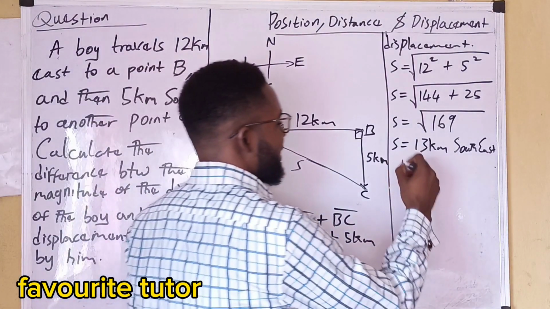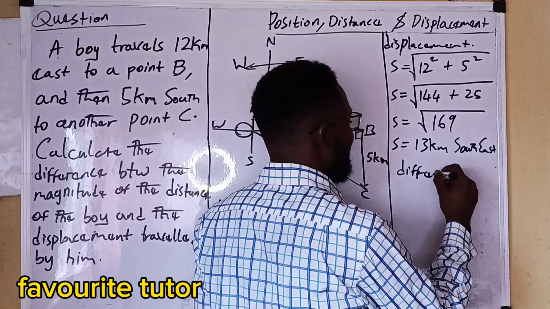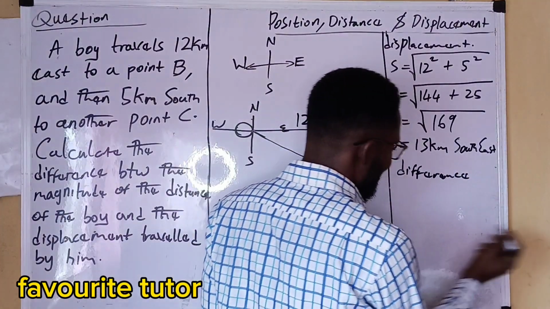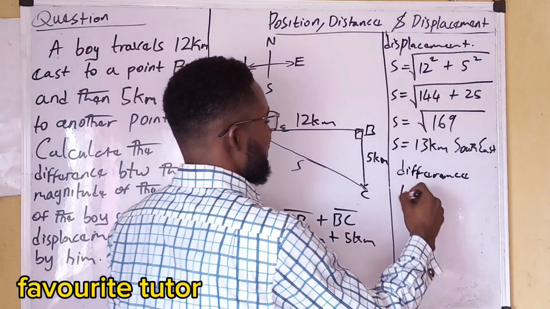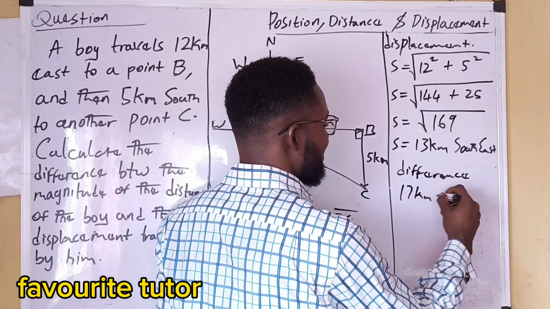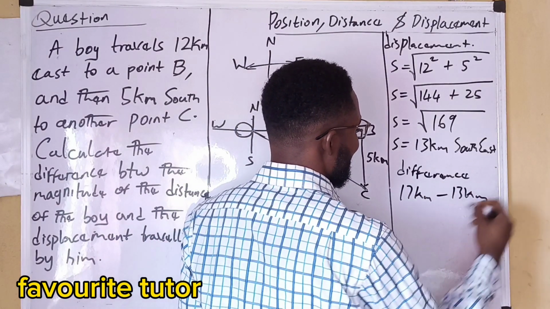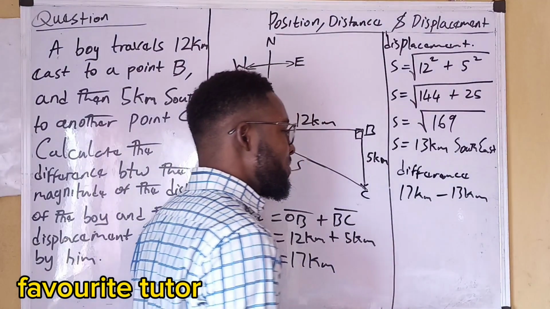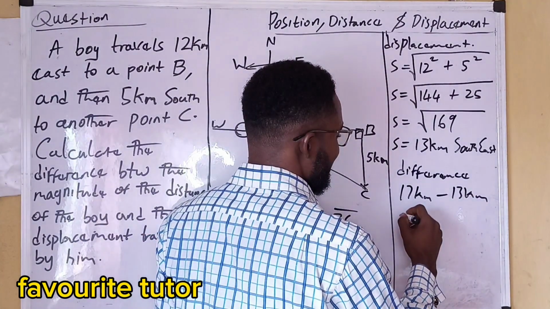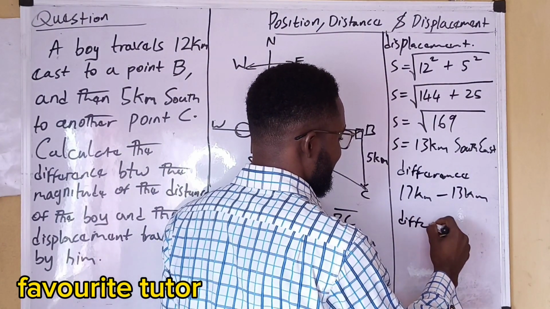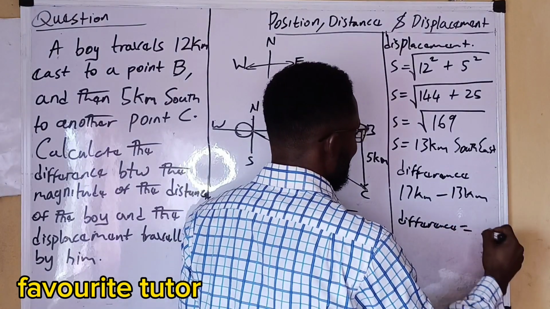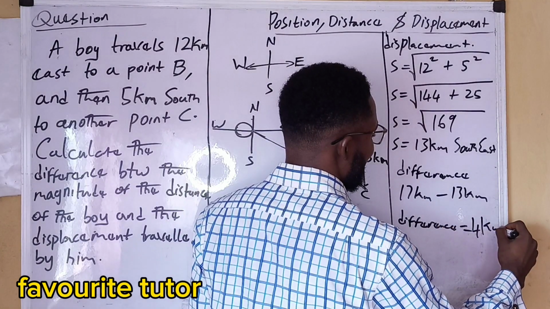Now the difference. Difference, as we all know, is subtraction. The difference is going to be 17 kilometers minus 13 kilometers. 17 kilometers minus 13 kilometers. The difference is equals to 4 kilometers.